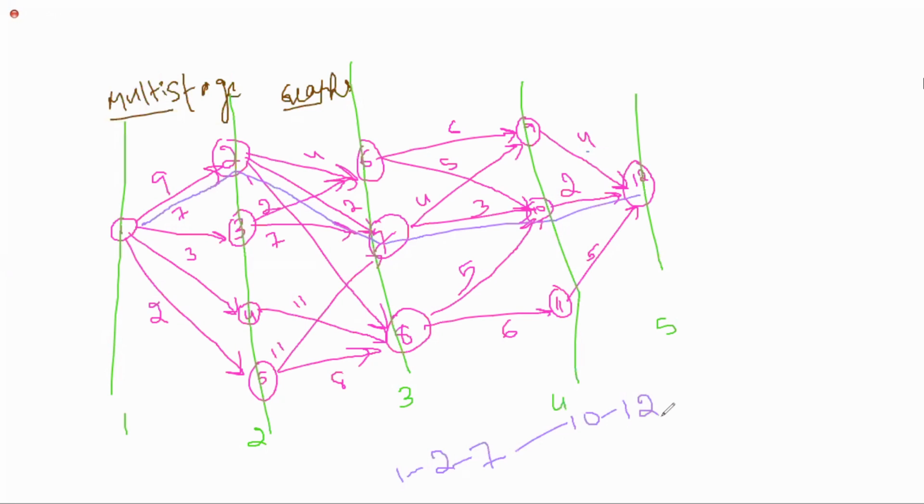Backward approach. It seems like a backward approach, but it is not. Why? Because though we have solved from the last stage to the first stage, the path we got is from the first stage to the last stage only. So if we solve in this direction, finally we are constructing the path from 1 to 2 only. We are not constructing from 12 to 1. So this is the forward approach.